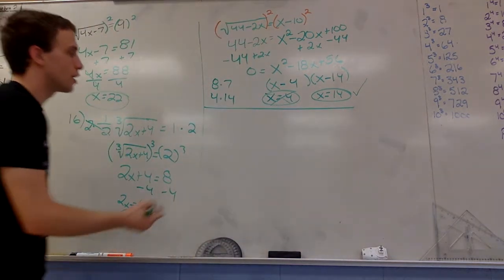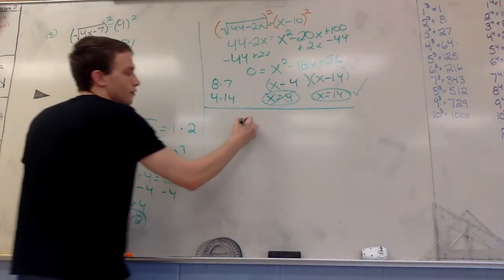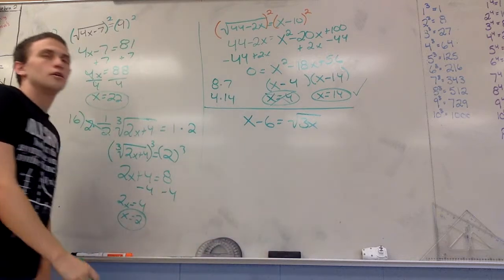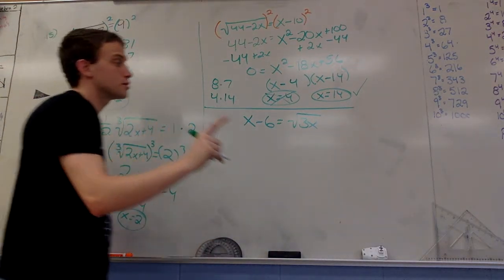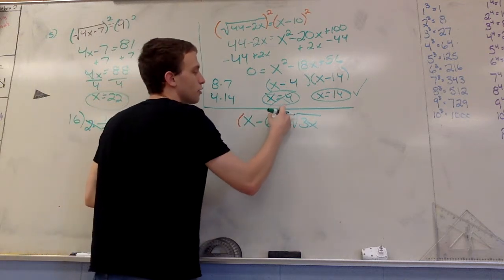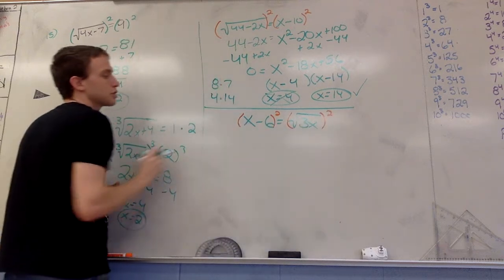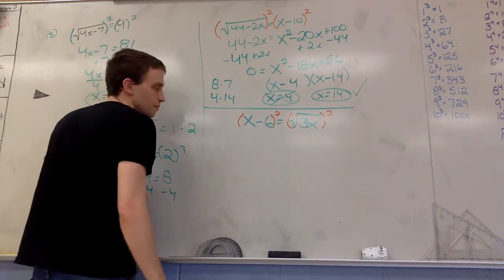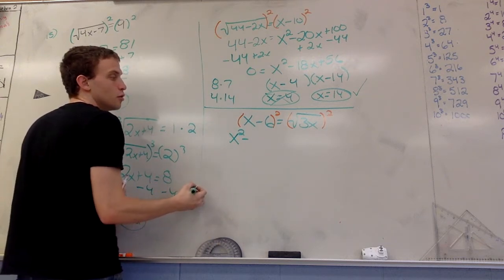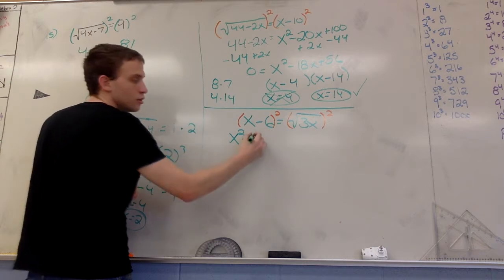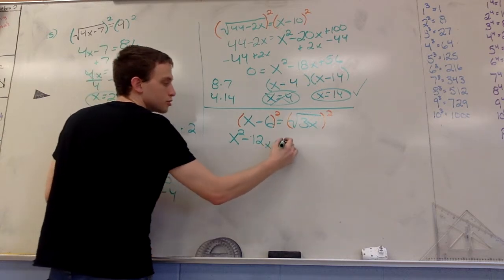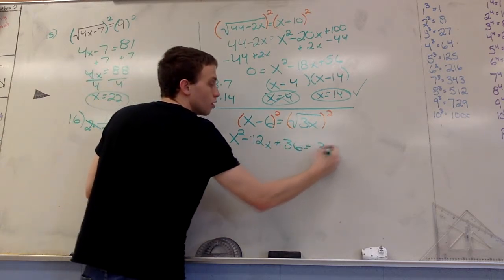And the last one on that section. We have x minus 6 is equal to the square root of 3x. Is the root isolated, yes or no? Yes, it is. So what can I do to both sides? Raise it to the power of 2, I can square it. The left side, what's it going to give me when I square it? x squared minus, what's this times 2? So that's 12x. What's this squared? Plus 36.